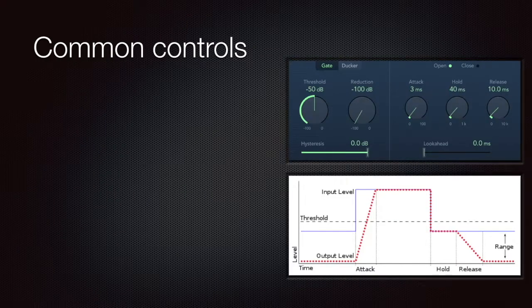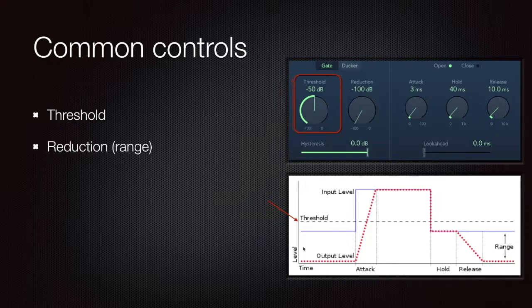So, the common controls of a gate. Here I have the controls of a digital plugin, but it's general for many hardware processors. The first control is the threshold. You have to adjust the threshold so that your gate will open once the signal reaches a certain level. For example, here on the image, we can see this dotted line is the threshold, and our signal is the blue line. So as this signal is below the threshold, my gate remains closed. So I have nothing on the output.